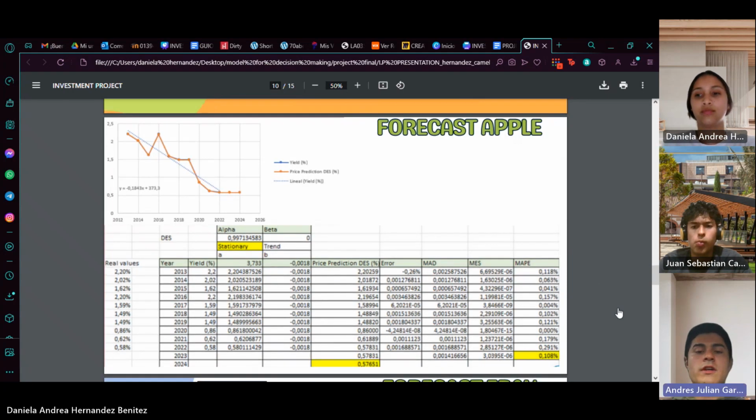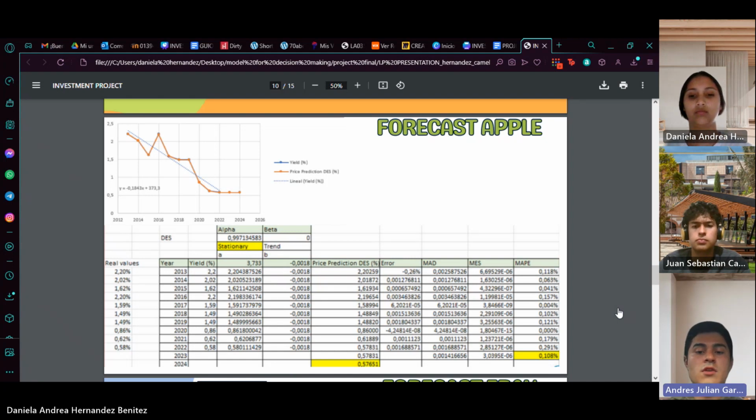Okay, now talking about the forecast of Apple, as the graph shows, there are two possible components. Stationary, because it moves close to the same point and does not move exaggeratedly. And trend, because it has a slope that has a downward tendency. So the following model is made with the DES model, double exponential smoothing. Apple's return has a stationary component because the alpha of this model is almost 1, while beta, which represents the trend, is 0. Furthermore, we can say that for December 2024, a return of 0.57% is predicted.